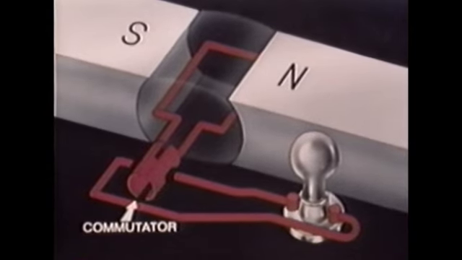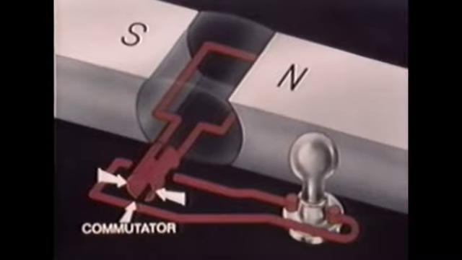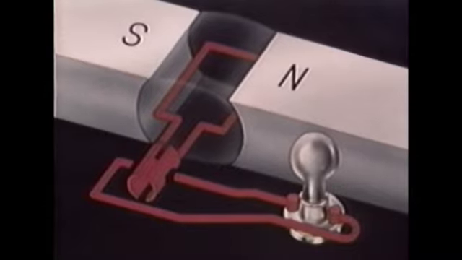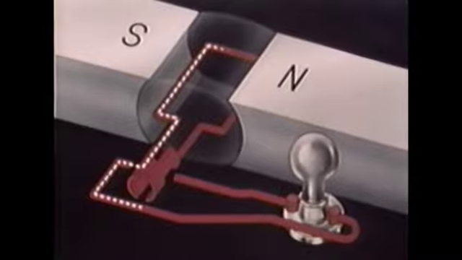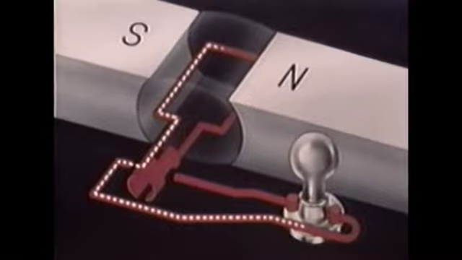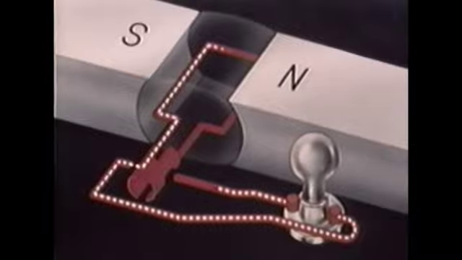The commutator is simply a ring that is divided into segments, each insulated one from the other. One end of the coil is attached to one ring segment, the other end is attached to another segment. Now, as the coil rotates through the first half cycle, the induced current of one direction is collected from the commutator segment. It flows through the external circuit, then back to another commutator segment and the coil, completing the circuit.